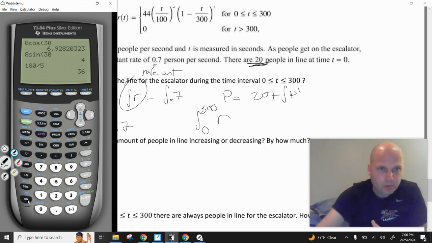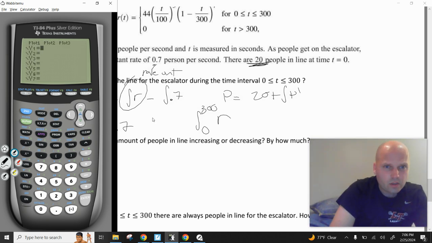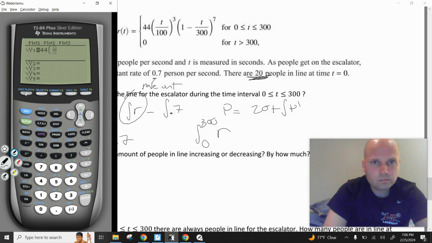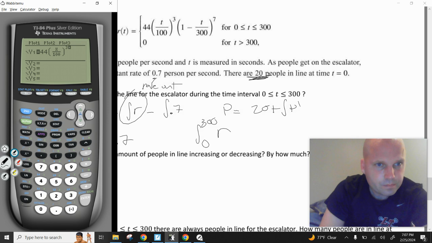This is when we want to get our y1, y2s. 44, t over 100, cubed, 1 minus, use the fraction button, guys. It's there. We don't want to make mistakes with parentheses, to the sevenths. That's the rate in. The rate out is 0.7. Got rate in minus rate out as my derivative.